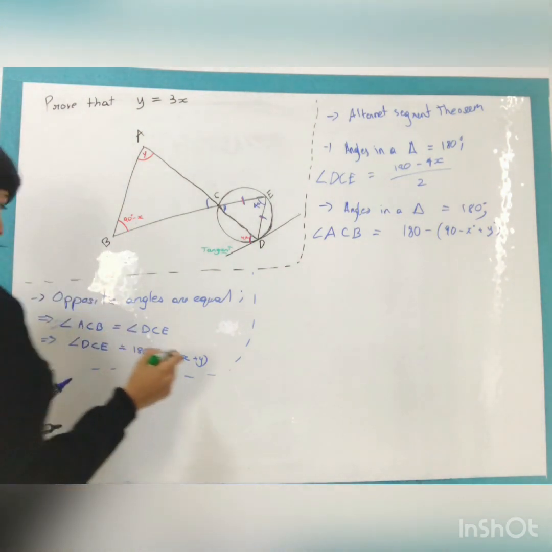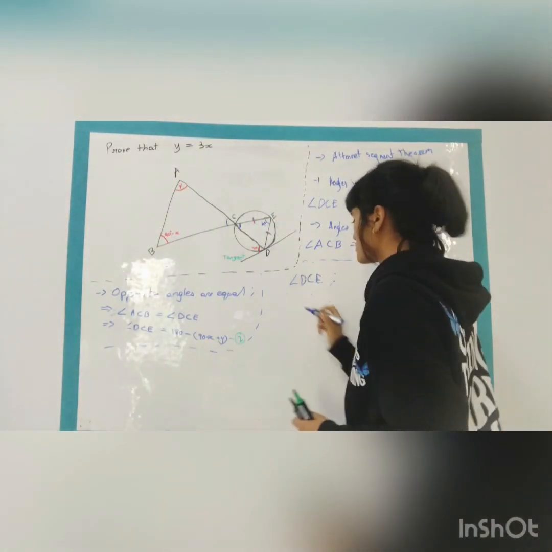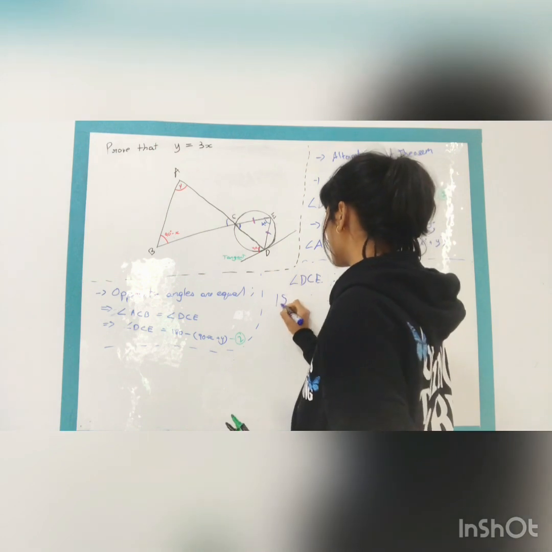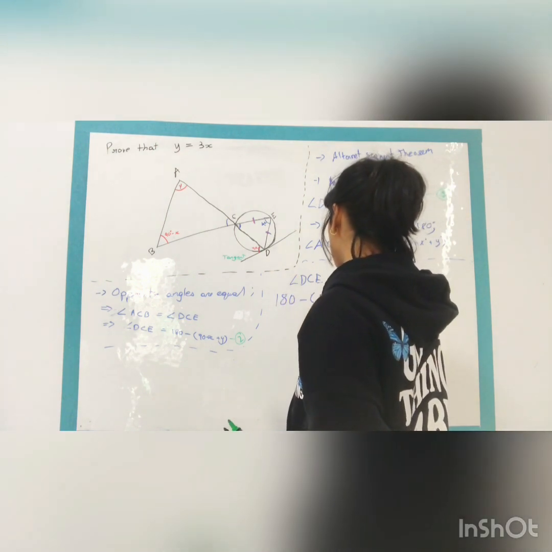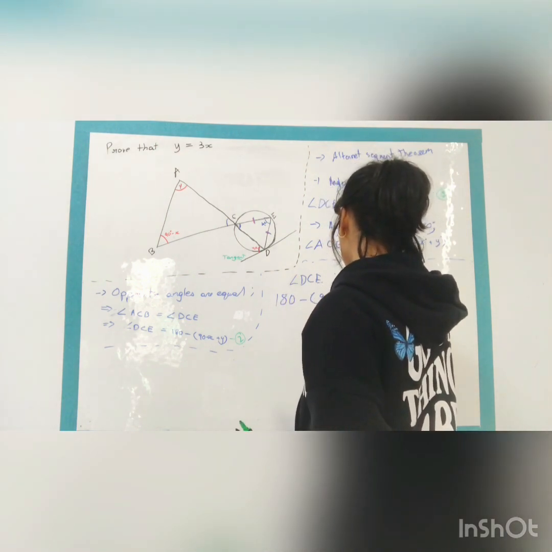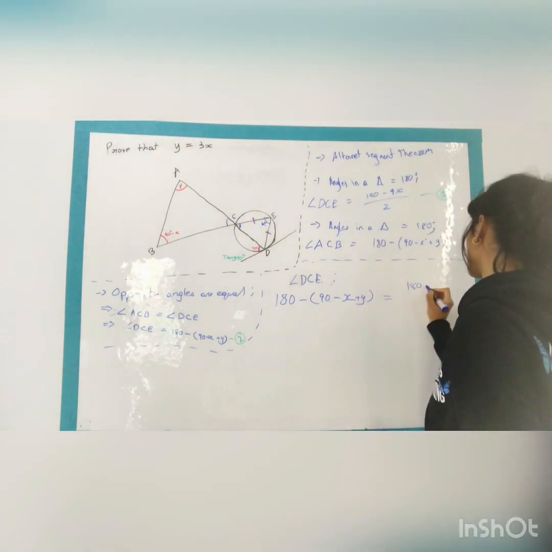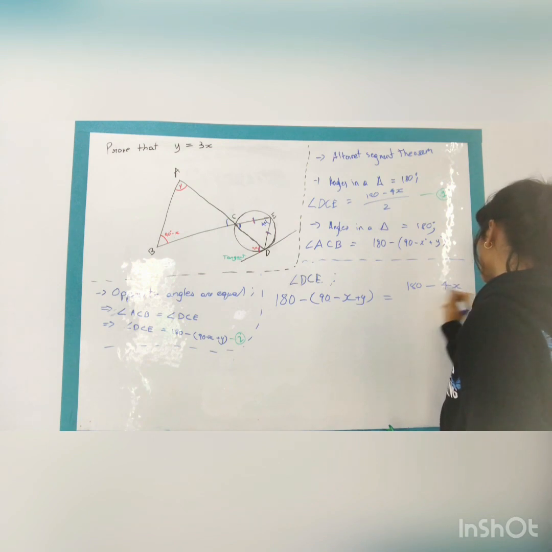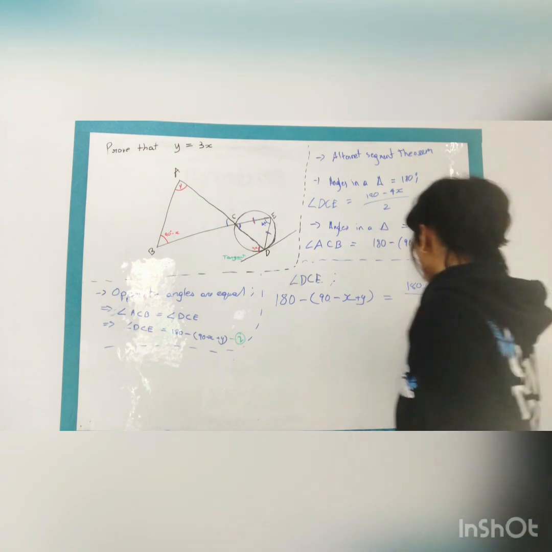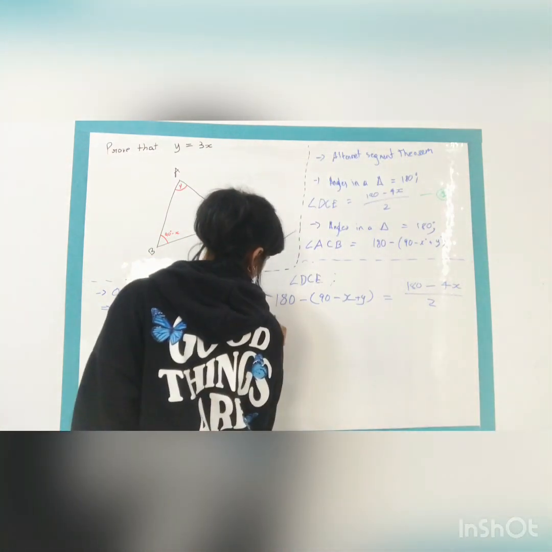Now we're going to move on and make an equation out of this. So angle DCE is equal to 180 minus 90 minus x plus y, which is equal to 180 minus 4x divided by 2, because angle DCE is equal to both of these.